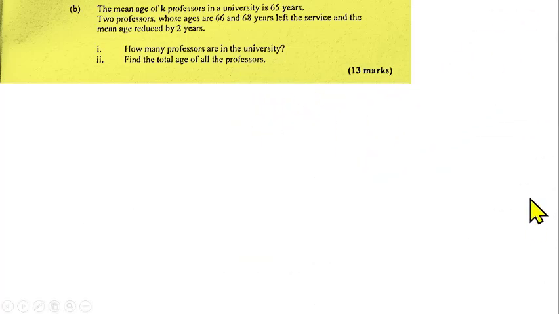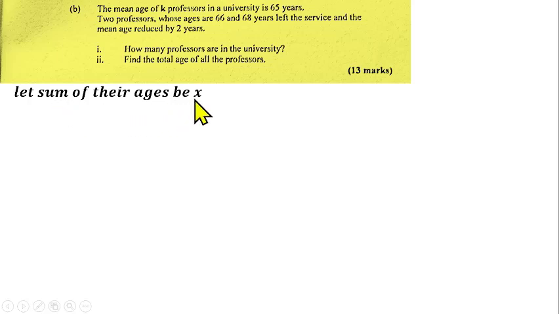Question number 14b is from statistics. The mean age of K professors in a university is 65 years. 2 professors whose ages are 66 and 68 years left the service, and the mean age reduced by 2 years. How many professors are in the university? Find the total age of all professors. Like I told you, this is from statistics.